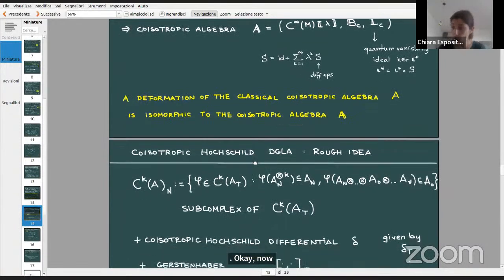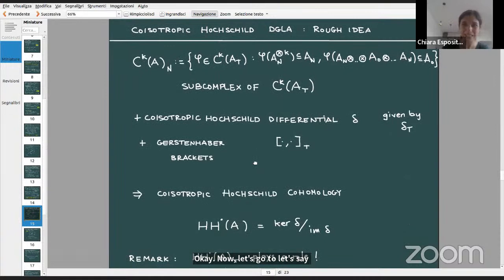Okay, now let's go to the most complicated part. But in this part, I can already start commenting a bit on what happens with the ideal part and with the total part. So we are going a bit in the direction of the questions I want to address. I will try to give you a rough idea of how to describe a coisotropic Hochschild DGLA, not to be too technical. But let's start very easy.